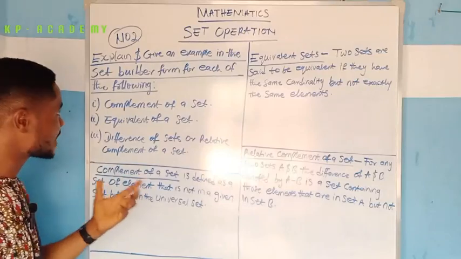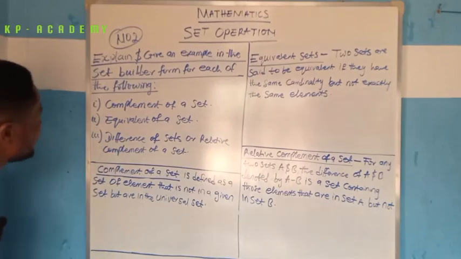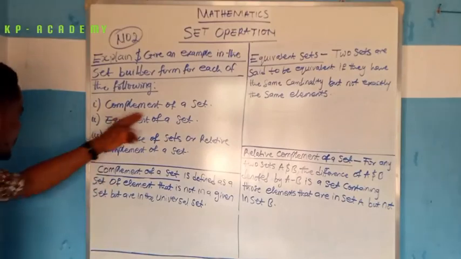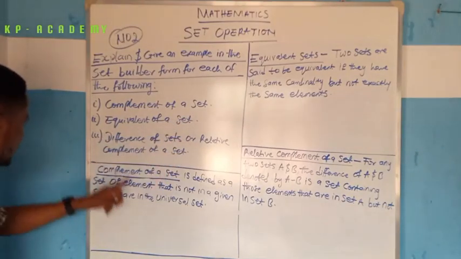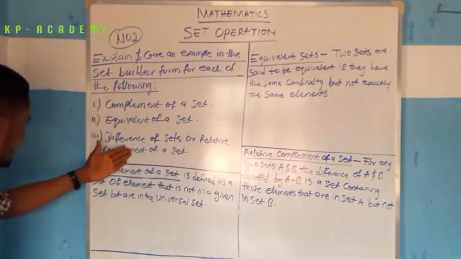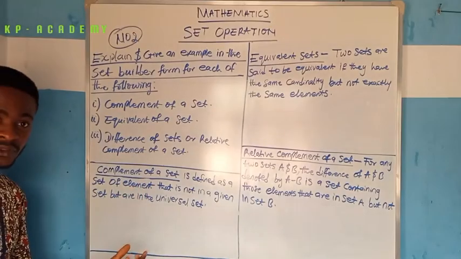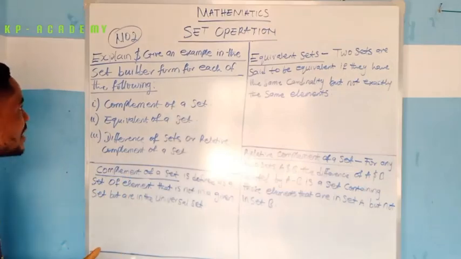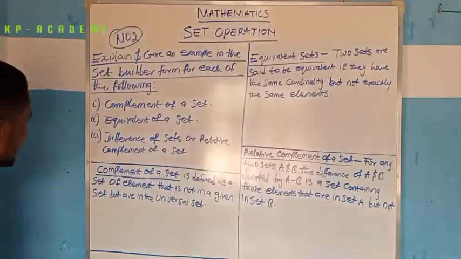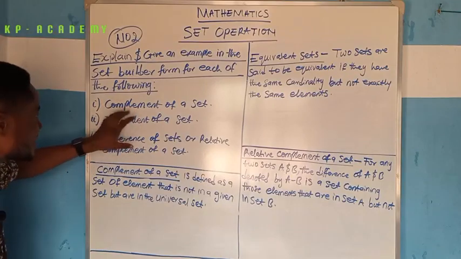All right. This is the second part of the question. This second question says, explain and give an example in the set builder form for each of the following: complement of a set, equivalent of a set, difference of sets, or relative complement of a set. Again, these three things you see here are also properties of a set. Remember, I told you in the previous question that there are many properties of a set. So this is it.